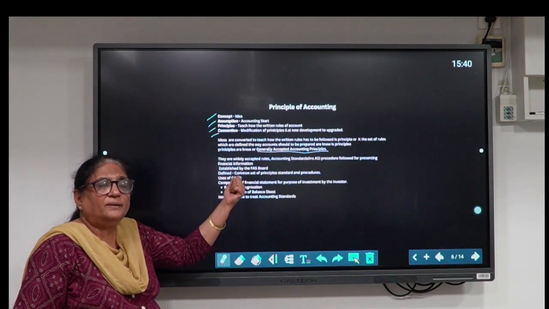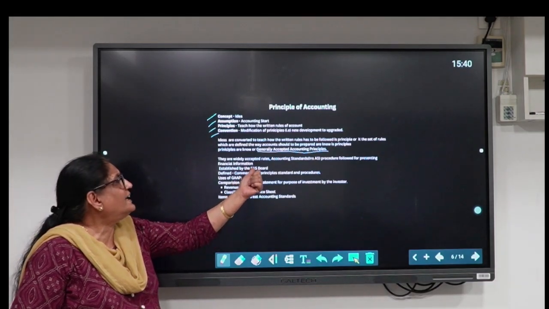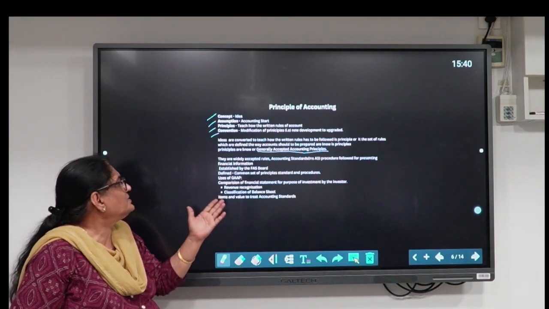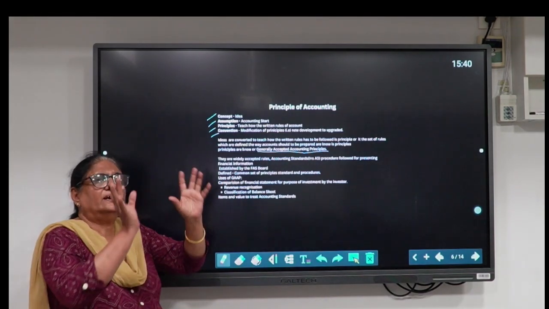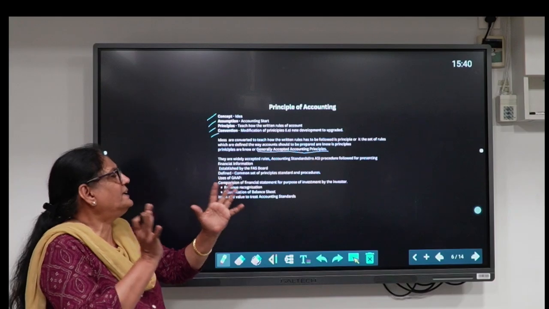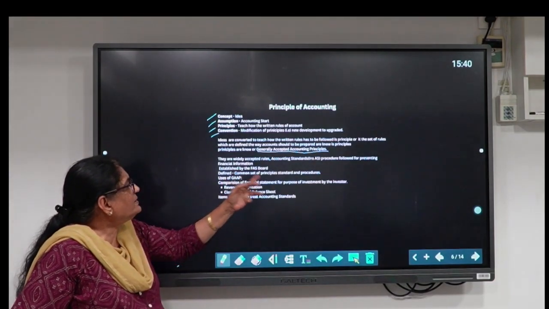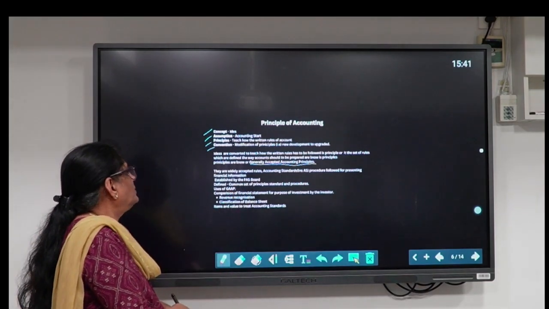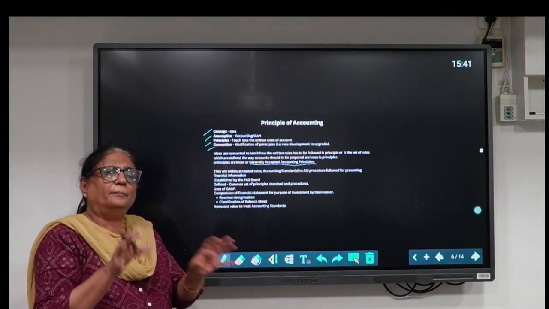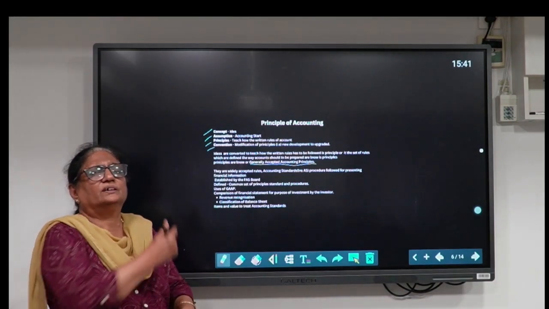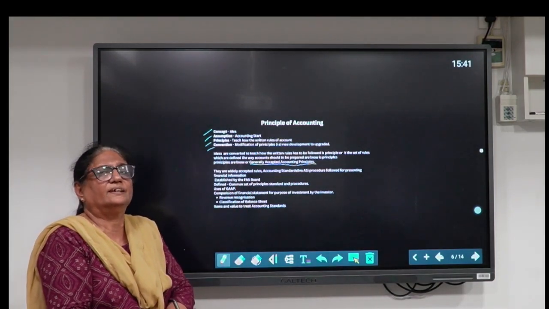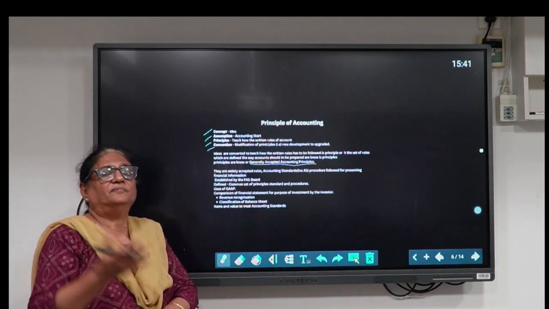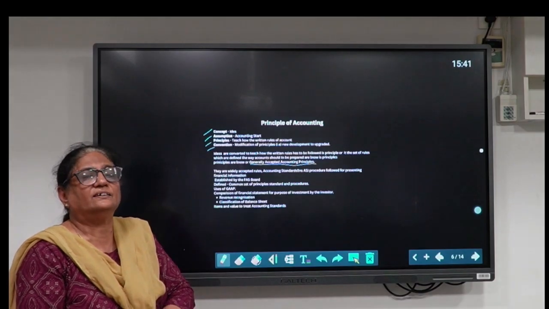They were established by the Financial Accounting Standards Board. So generally accepted accounting principles are a common set of principles, standards and procedures. Now we are advanced; no more general accepted accounting. We are so advanced now. We are using IFRS, International Financial Reporting Standards.